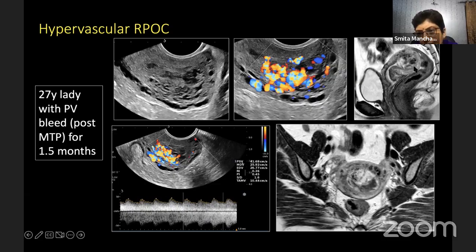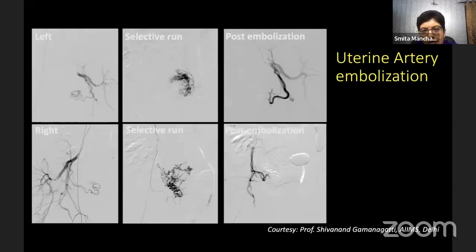We can see that entire intact junctional zone, but see the degree of flow voids within this lesion and the intense vascularity within the myometrium as well. So this was hypervascular RPOCs in a 27-year-old lady with per vaginal bleeding post-MTP for 1.5 months. So this was the uterine artery embolization which was done in this lady.